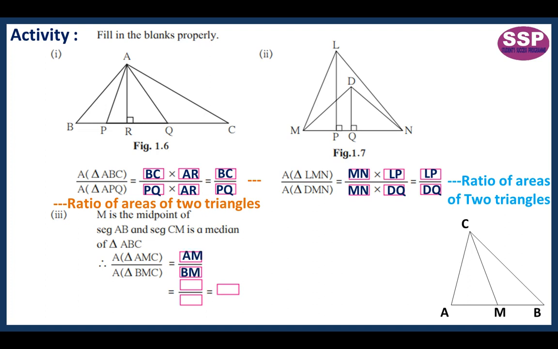Next, as CM is the median, therefore AM is equal to BM. And replacing BM by AM, we get AM upon AM, that is equal to 1.